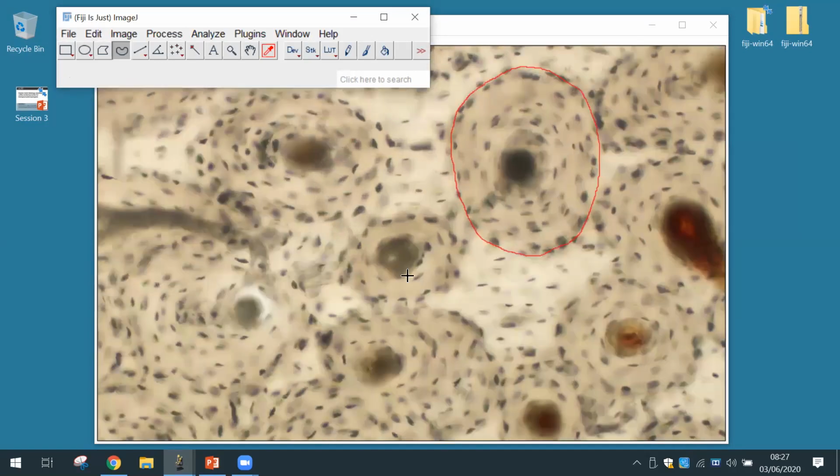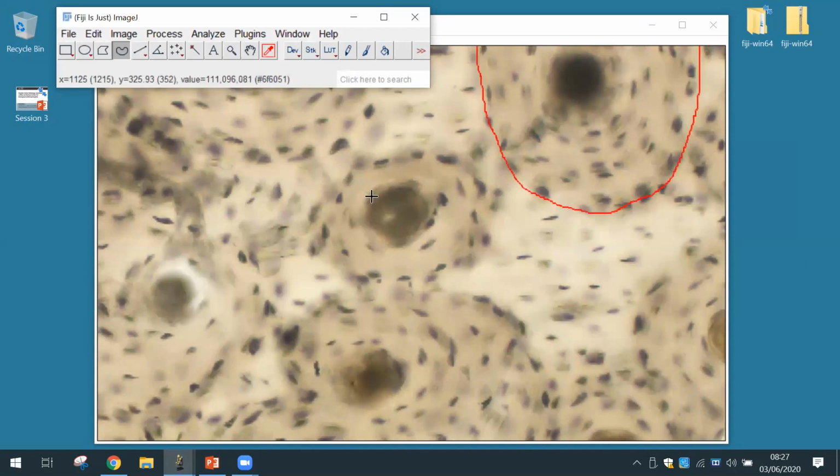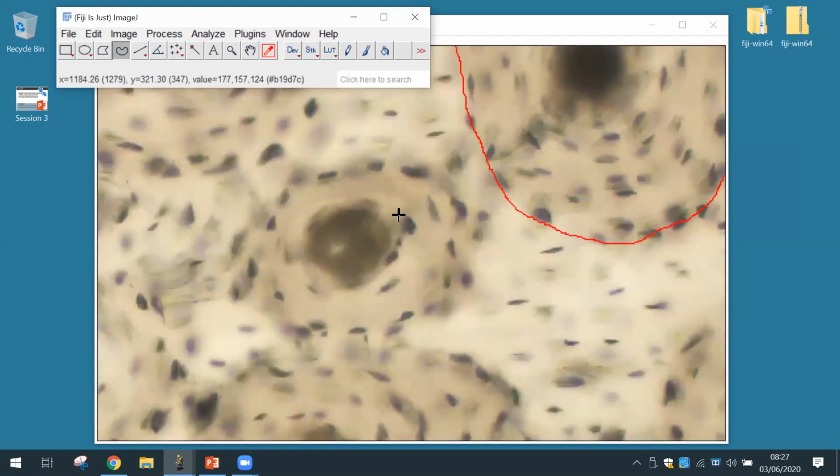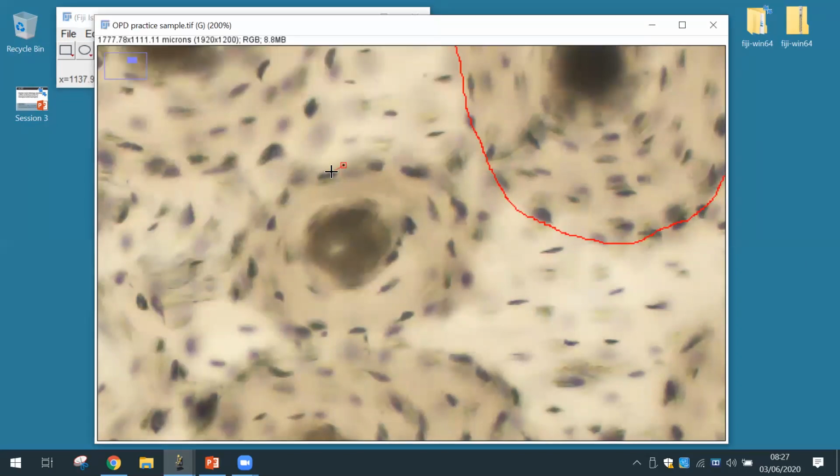So let's just do that one. But this time, instead of using the freehand selection, because as I pointed out, it relies on you being able to trace carefully, and if you have a shaking hand, it's not going to work, I'll use the polygon selection, which helps you do it in little bits. So click, and you start going round.